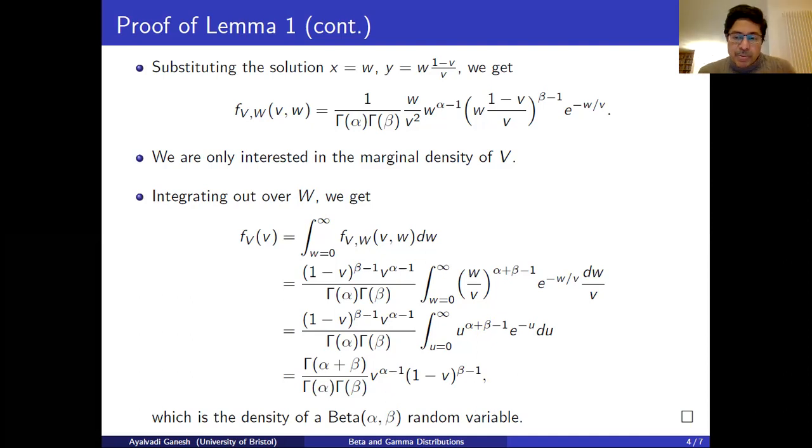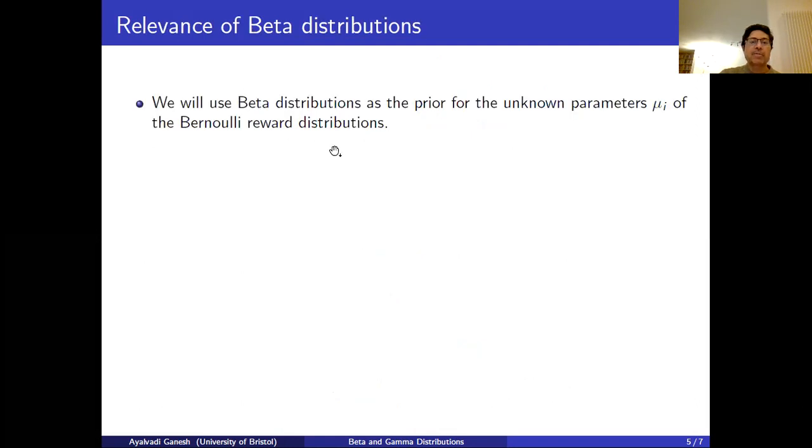Okay, good. So why did we go through all this? So why do we care about beta random variables? We care about it because they are a very good choice of prior distribution for the kind of problem we are interested in, where our observables are Bernoulli random variables. So we'll come to that next. So that's the relevance of beta distributions. We are going to use them as priors for the unknown parameters mu i of the Bernoulli reward distributions.